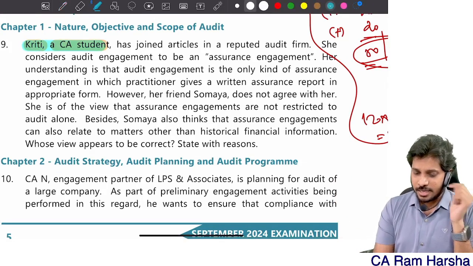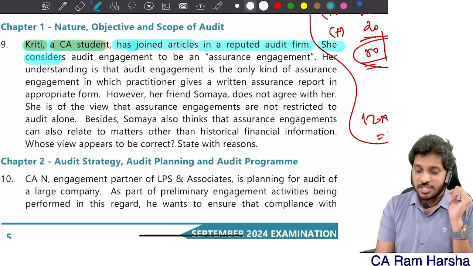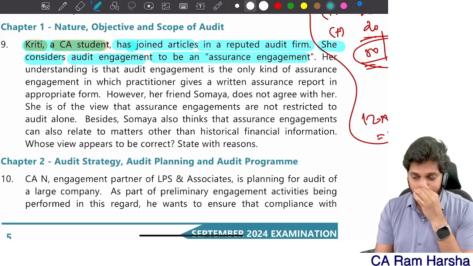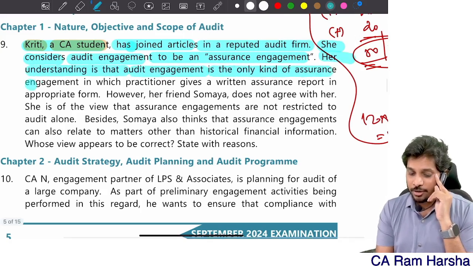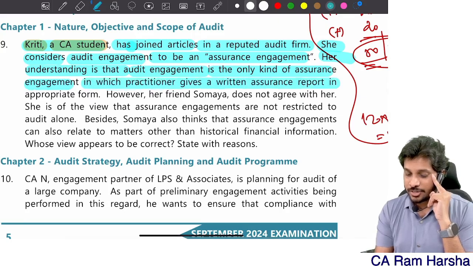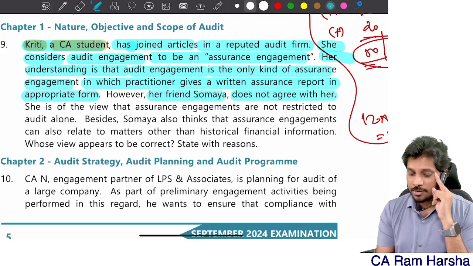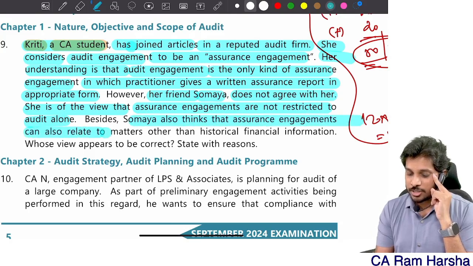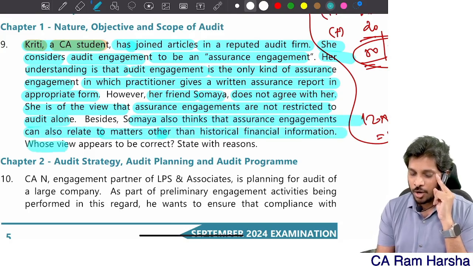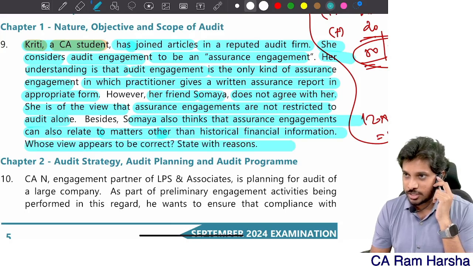So Kriti, a CS student, has joined articles in a reputed audit firm. She considers audit engagement to be an assurance engagement. Her understanding is that audit engagement is the only kind of assurance engagement in which the practitioner receives a written assurance report in appropriate form. However, her friend Soumya does not agree with her. She is of the view that assurance engagements are not restricted to audit alone. Besides, Soumya also thinks that assurance engagement can also relate to matters other than historical information. Whose view appears to be correct? Soumya's view is correct.